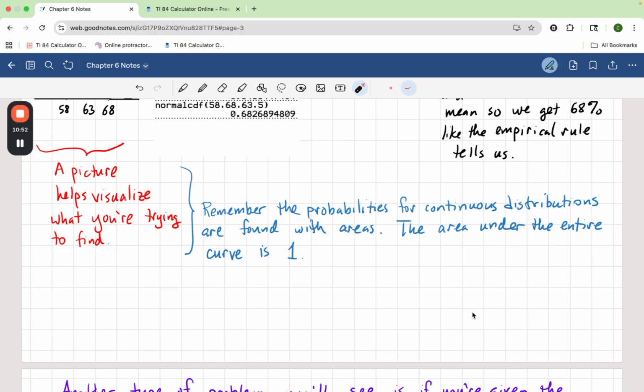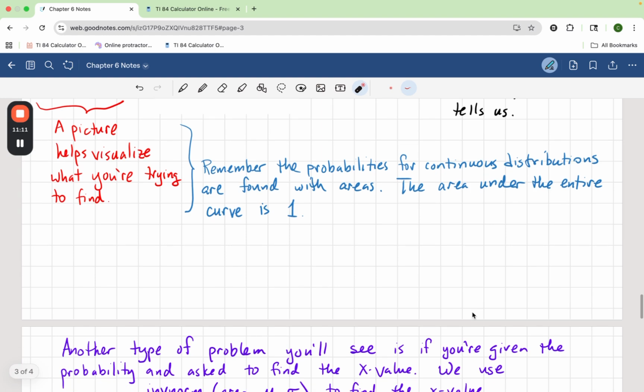A picture helps visualize what you're trying to find. Remember, the probabilities for continuous distributions are found with areas. The area under the entire curve is 1. So the probability that x is between negative infinity and infinity is going to be 1 for a normal distribution.